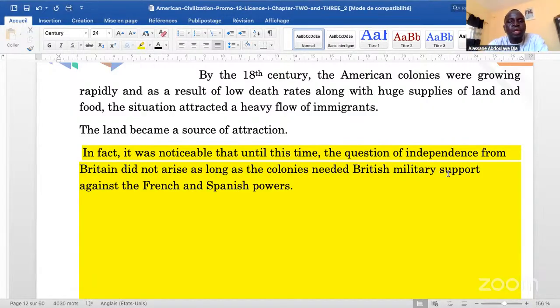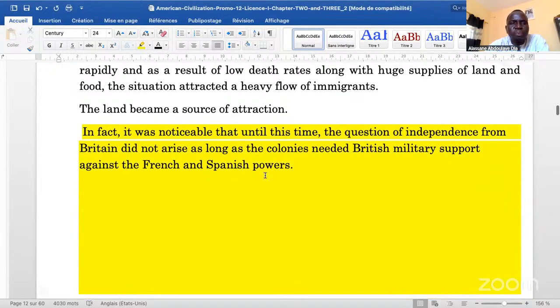All right? So the land became very attractive. So it means more people are going to come. So in fact, it was noticeable that until this time of history, what you have to understand, the question of independence from Britain did not arise, as long as the colonies needed British military support against the French and Spanish powers.